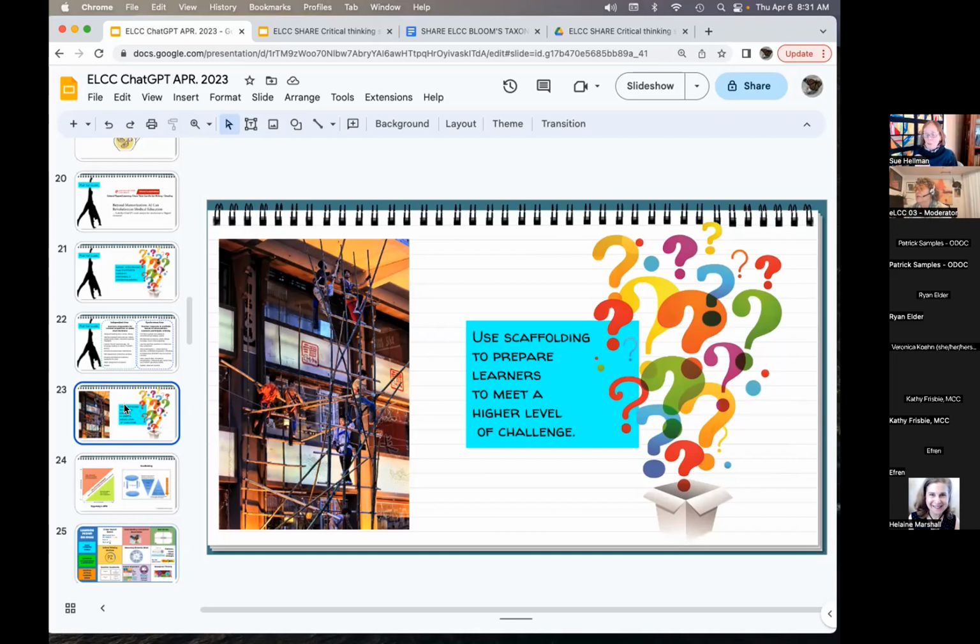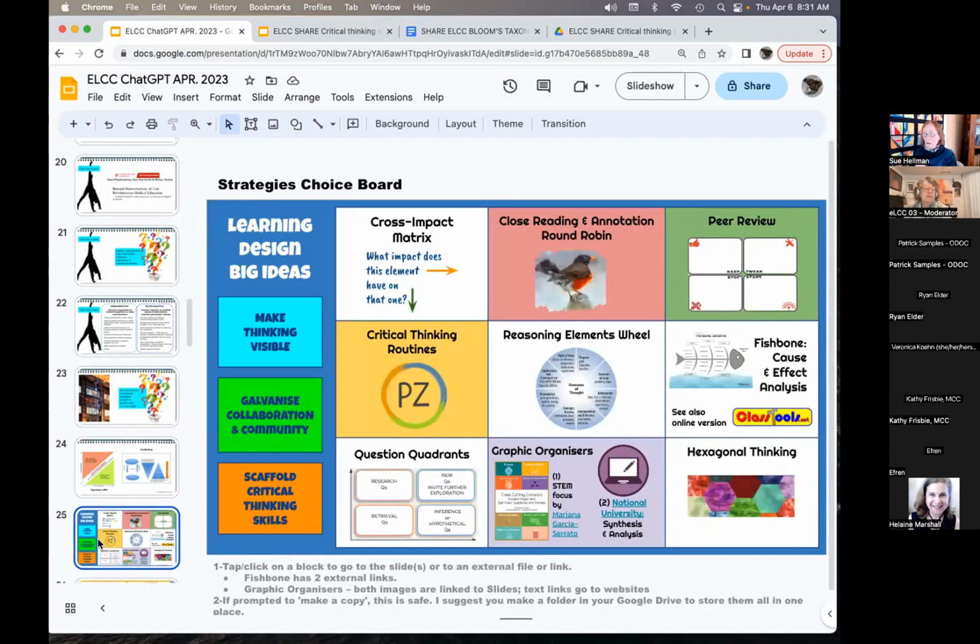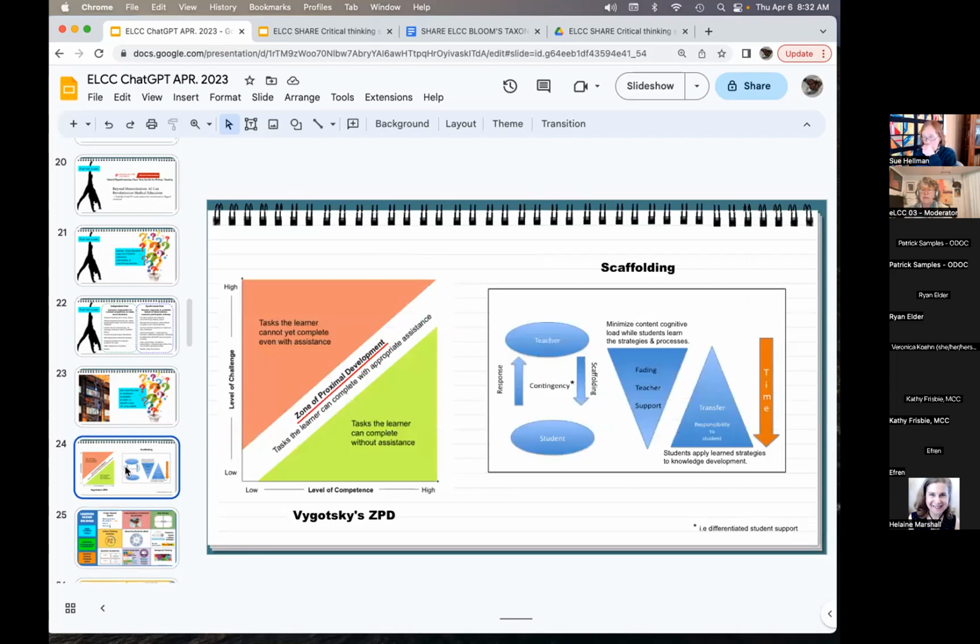But for the strategies that are coming up on the strategies choice board, you're going to need to teach them how to use the strategy in a way that has a low cognitive load. And then as they become stronger with that, they're going to apply that learned strategy to the content that is really important.